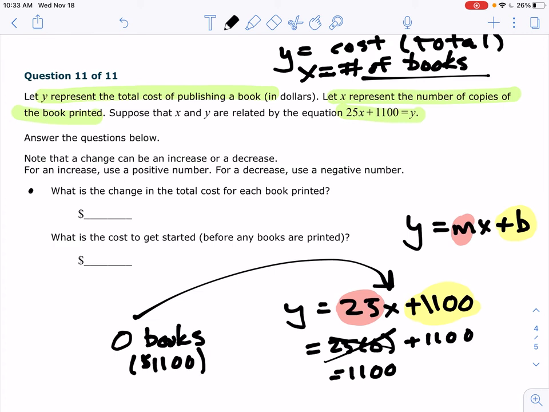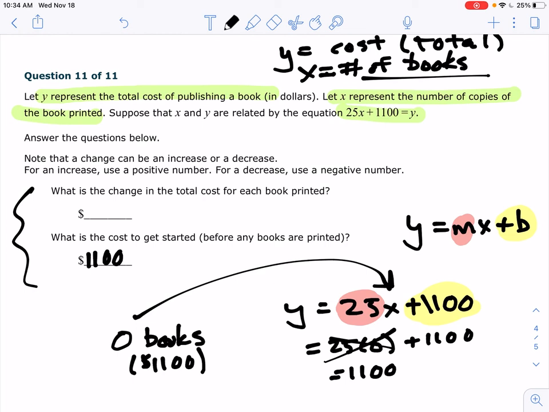If we look up at these two questions here, the second one says, what is the cost to get started before any books are printed? And that's kind of what we just figured out, right? Well, the cost is $1,100. So that's your startup cost from the printer, and usually when you do anything with a printer of any kind, whether it's T-shirts, books, anything, they're going to have a flat fee, and that's the cost for them to program everything and have it all set up and ready to run. And then they just charge you a unit price for every unit you run after that.